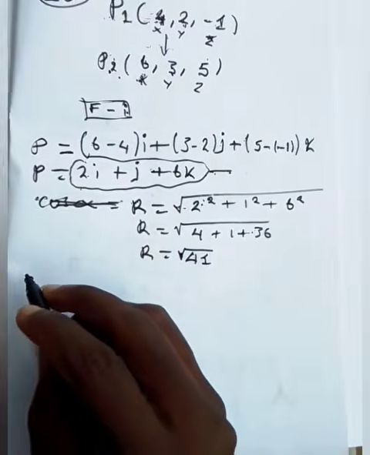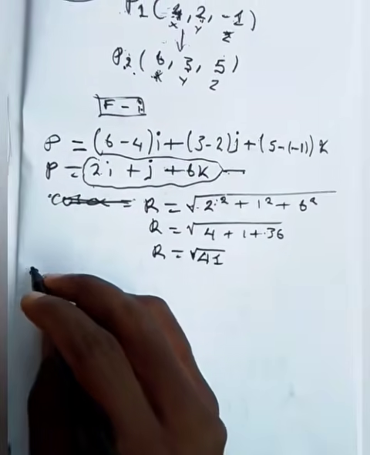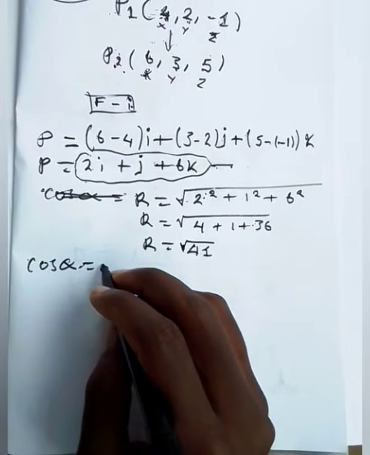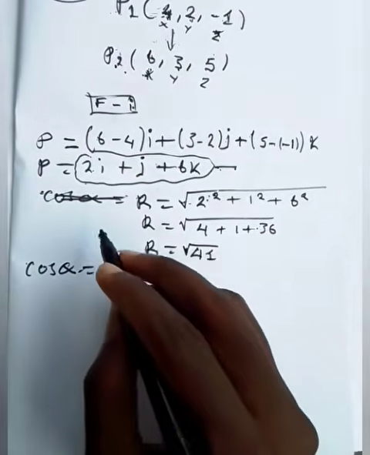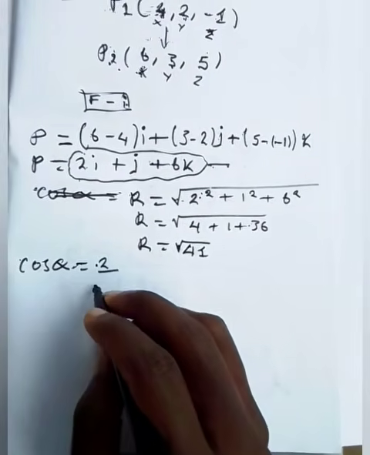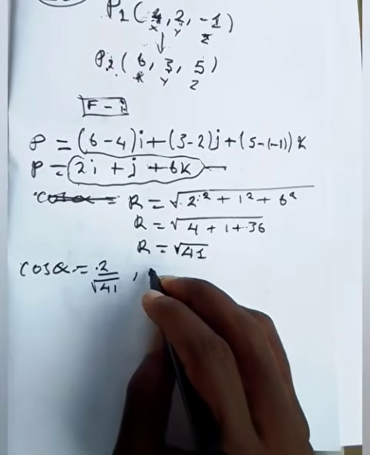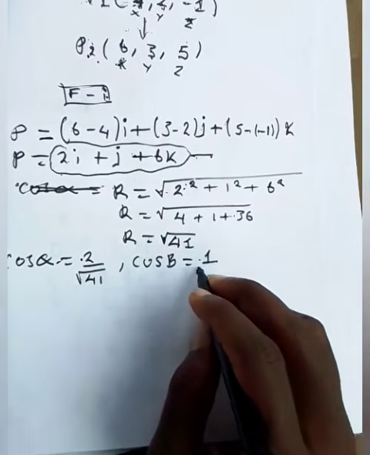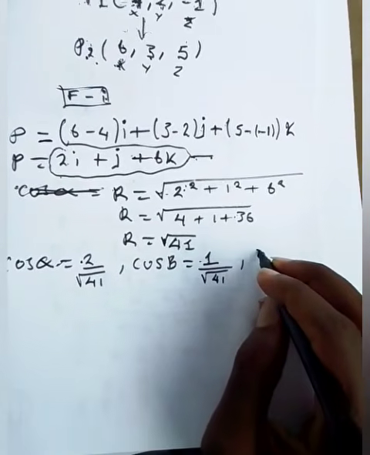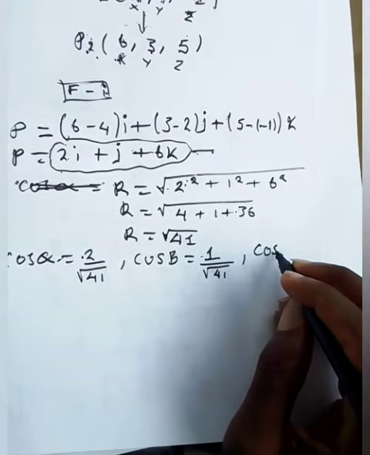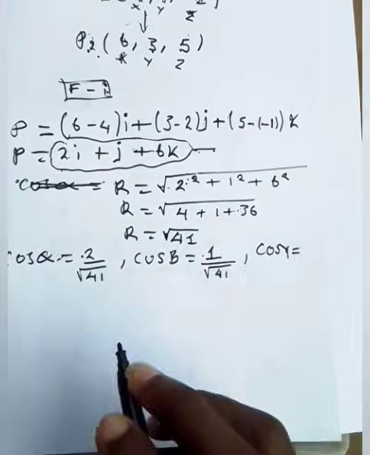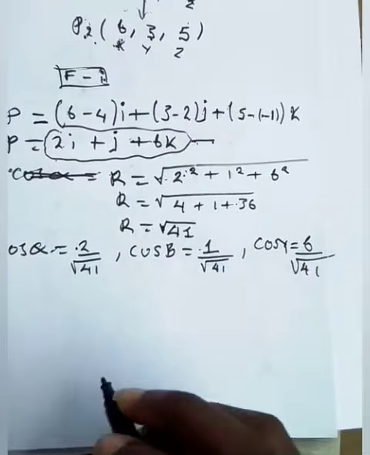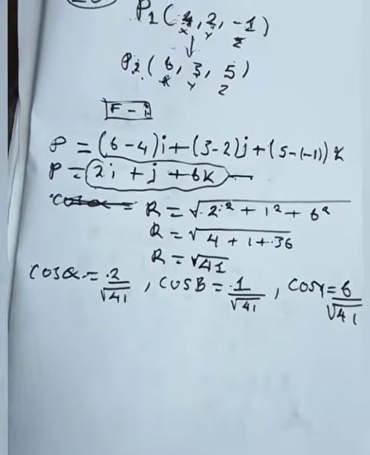Right? Now let's find the direction cosines. So we start with the one for alpha. Remember that the component in the x is 2, right? And then cos beta, the component in the y is simply 1. And then the component for gamma, the component in the z, which is 6, over the resultant. So we've just solved question 10.